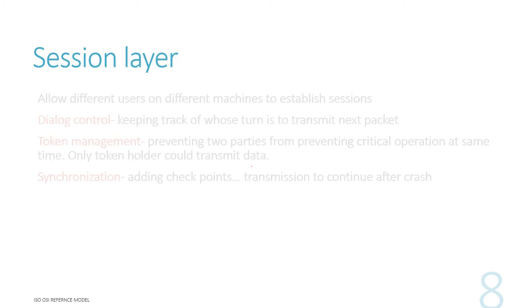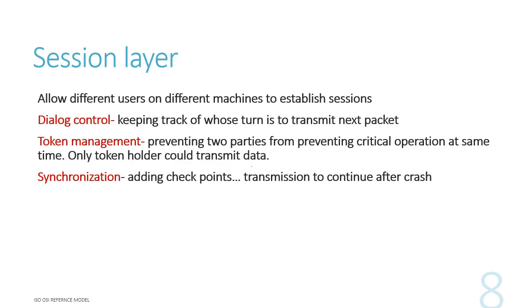The next layer is the session layer. The session layer allows different users on different machines to establish sessions and manage sessions. Another functionality of the session layer is dialog control. The dialog control mechanism helps to keep track of whose turn it is to transmit the next packet. Token management is also a functionality of the session layer.